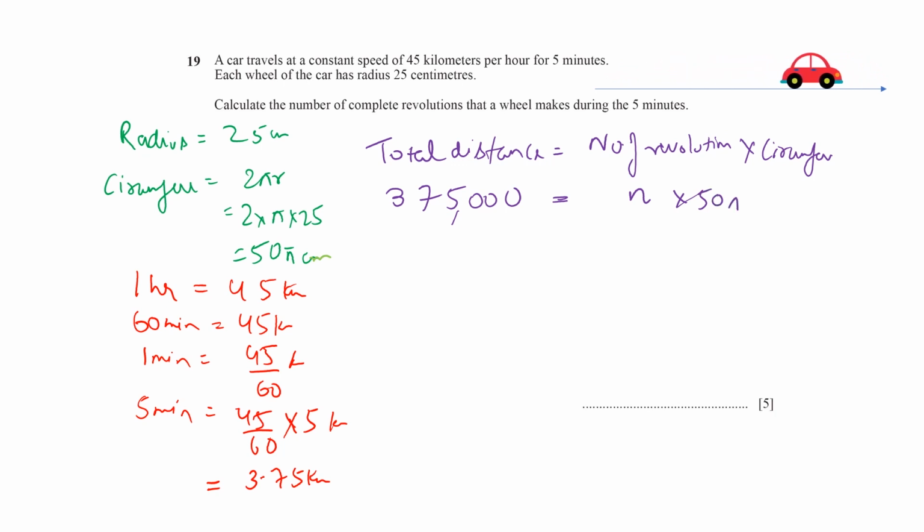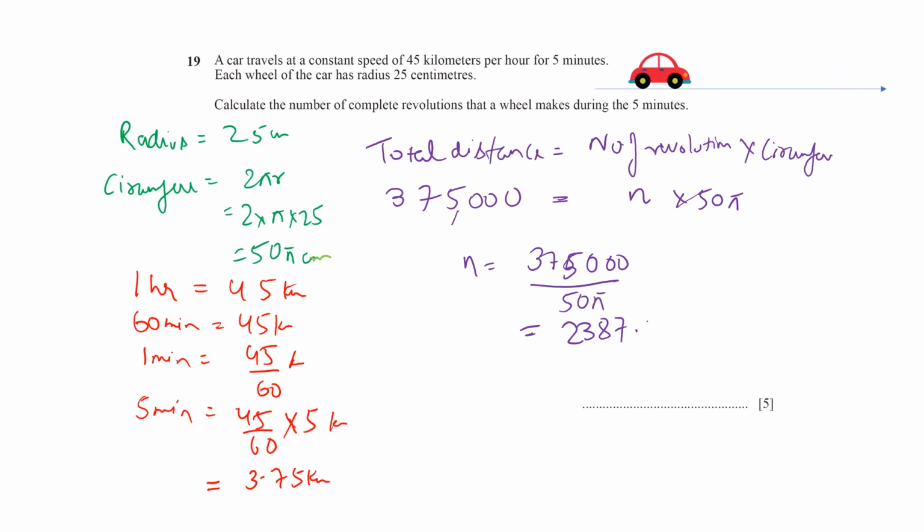Circumference is given as 50 pi. Now number of revolutions will be equal to 375,000 divided by 50 pi. Now if you calculate this, it's going to result in 2387.32. Now the question is asking about the number of complete revolutions, so it's going to be 2387, right?